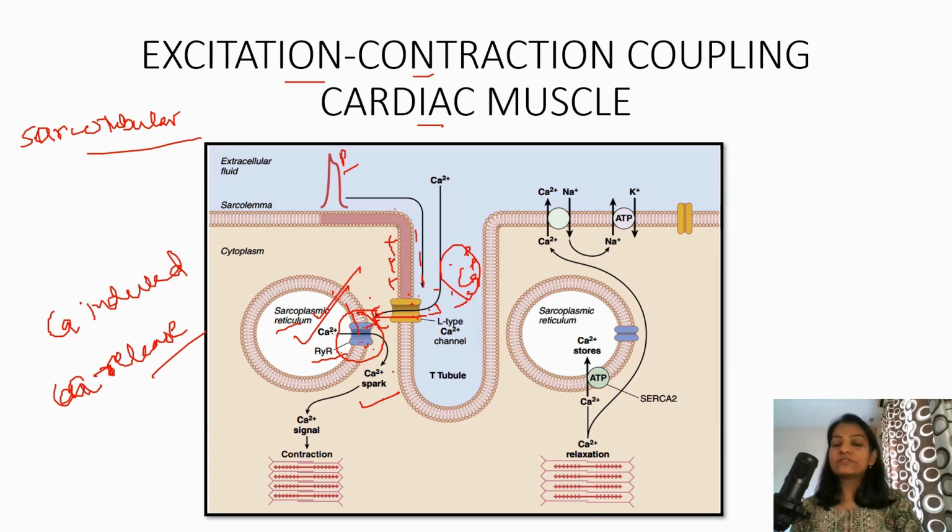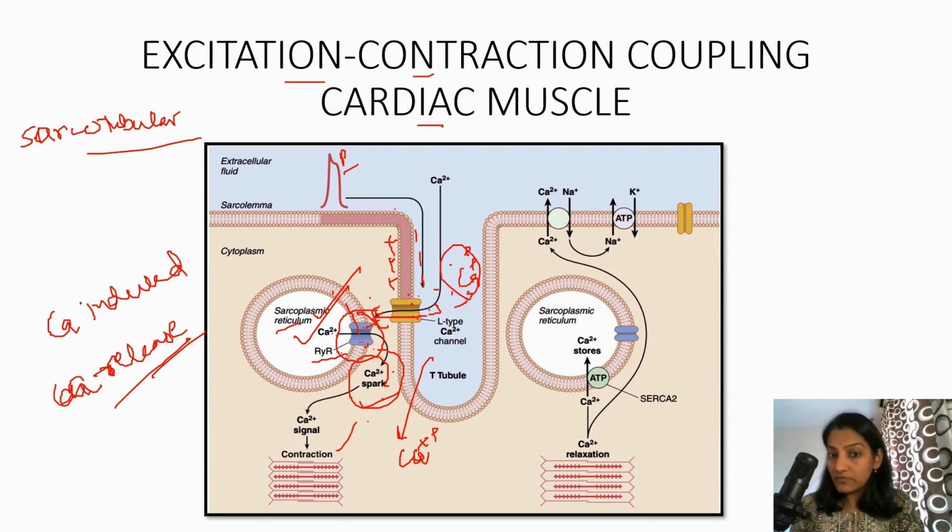reticulum towards the cytoplasm. So calcium is coming from ECF and calcium is coming through sarcoplasmic reticulum by calcium induced calcium release, and this is called calcium spark, which is coming from sarcoplasmic reticulum, and this whole calcium which is available here can be utilized for contraction.